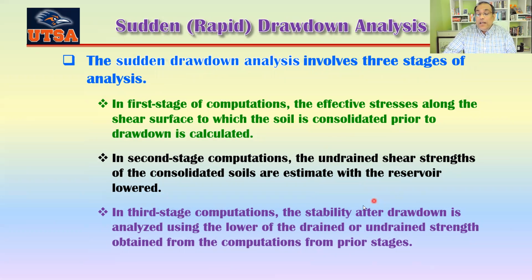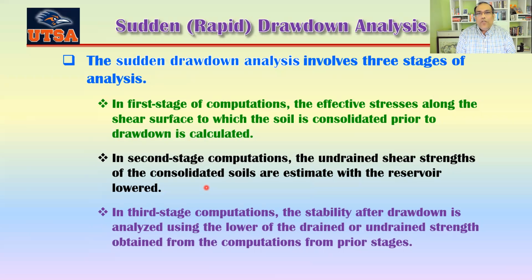That's basically done after the drawdown, analyzing using the lower of the drained and undrained strength obtained from the computation of the prior stage. What does it mean? That means usually undrained shear strength is lower than your drained shear strength. Okay, so the drained shear strength goes like this, like a slope, and your undrained shear strength is horizontal. But you see that when your sigma is very, very low, in that situation, your undrained shear strength is even higher than your drained shear strength.